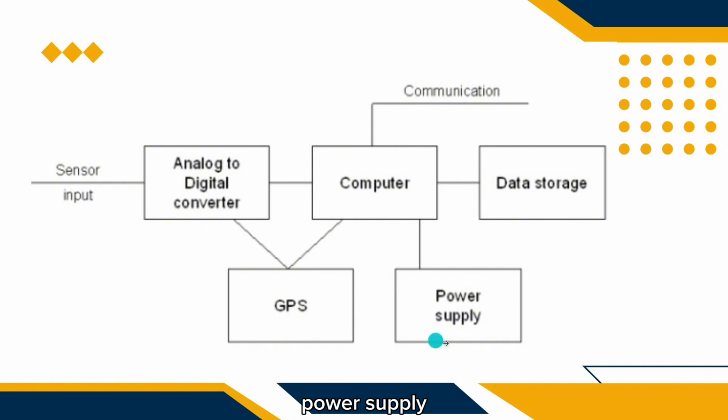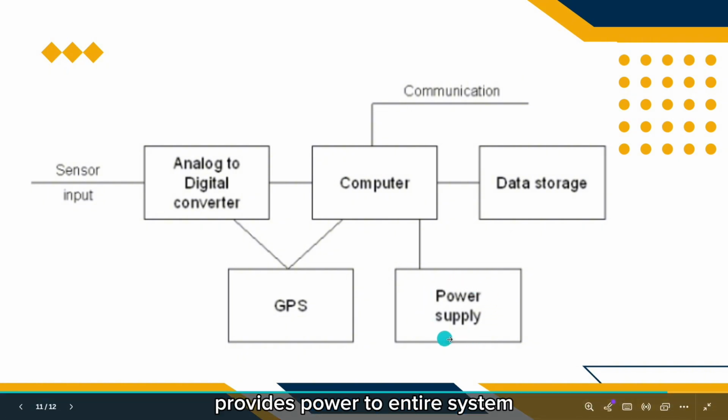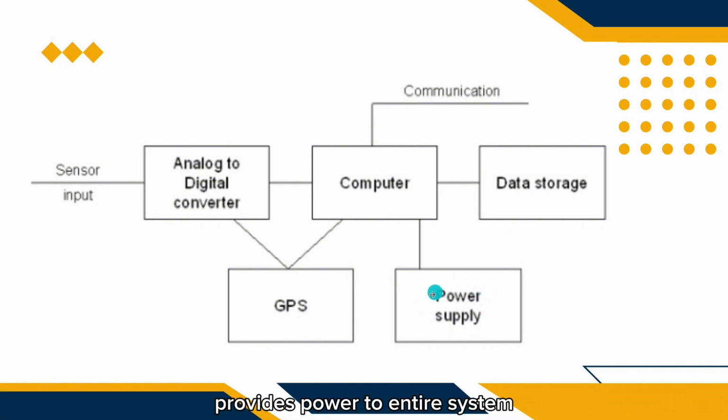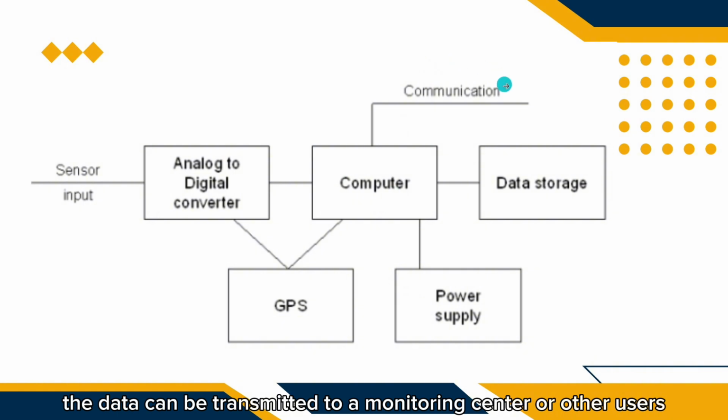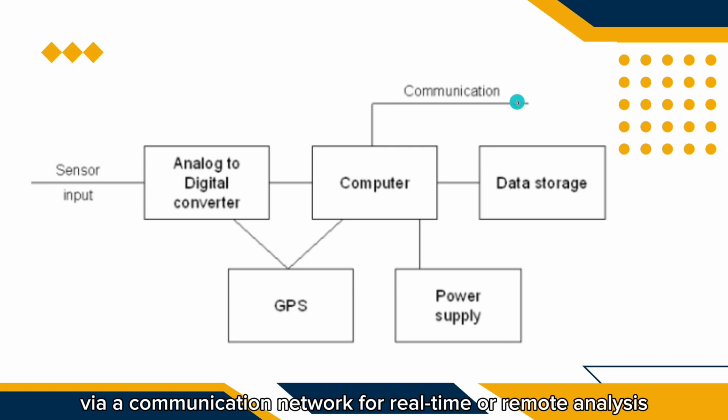Power supply. Provides power to the entire system to ensure stable operation. And the last, communication. The data can be transmitted to a monitoring center or other users via a communication network for real-time or remote analysis.